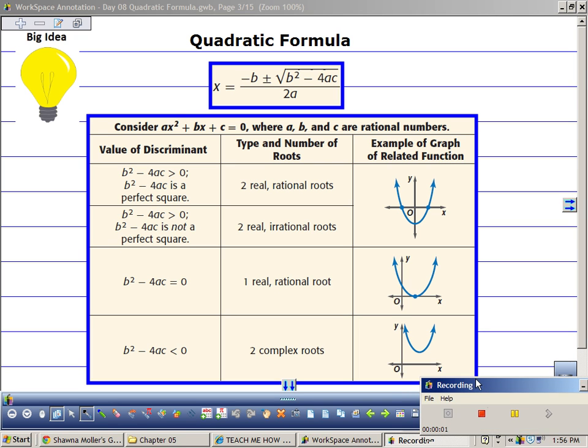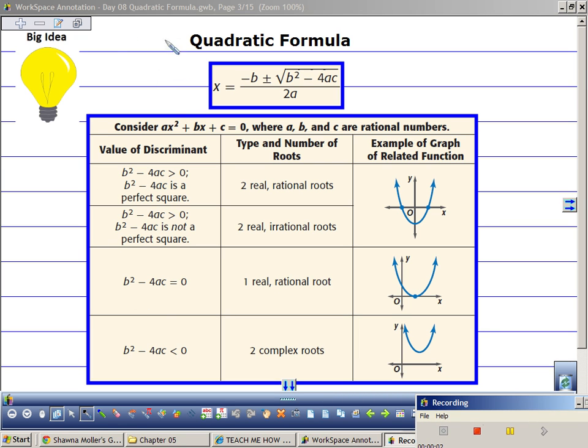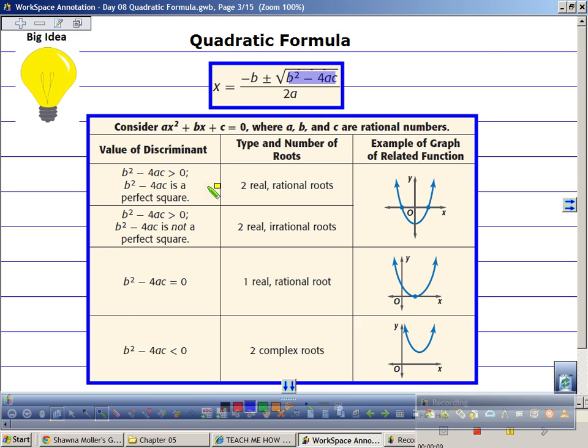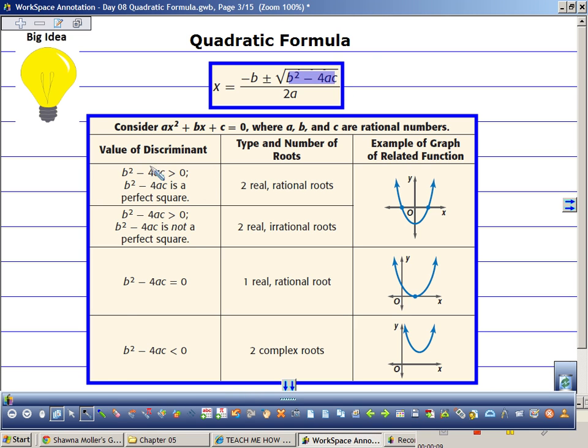Let's use the quadratic formula today. So let's consider our discriminant. Now be very careful about the discriminant. The discriminant is underneath the square root sign. So for instance, let's look at this first one.